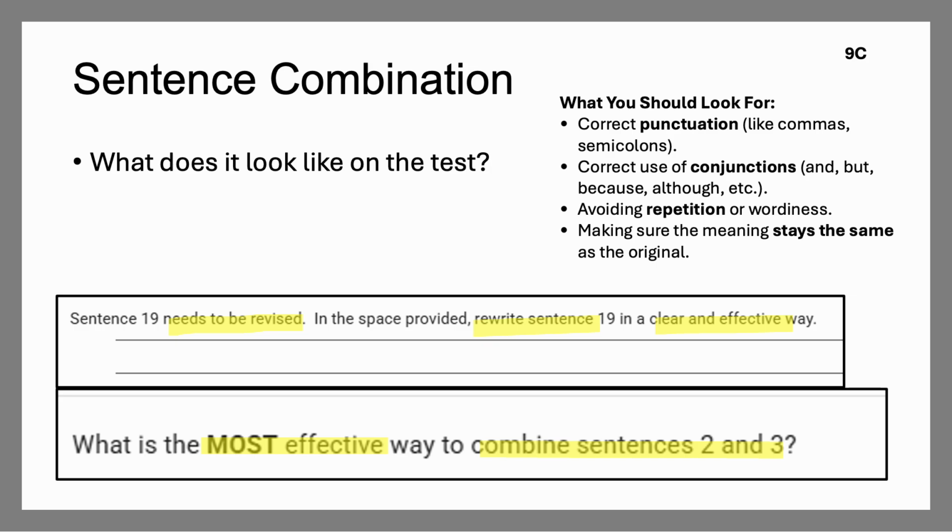And then if you look at the very top right corner here, we'll look at just some things to look for when you're combining sentences. Make sure you have correct punctuation. You need to know how to use your commas, semicolons, colons, correct use of conjunctions. So FANBOYS, and, but, because, although, your subordinating conjunctions, coordinating conjunctions, all those fun ones. Avoiding repetition or wordiness, and making sure the meaning stays the same as the original. Sometimes when we are revising sentences or when we're combining sentences, we can lose the intent altogether. So you want to make sure that you're not changing what that sentence is meant to do.